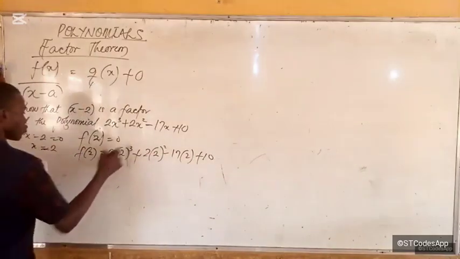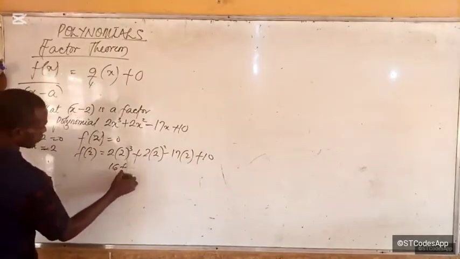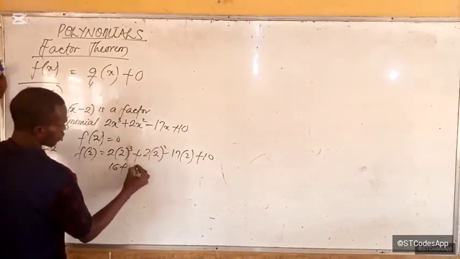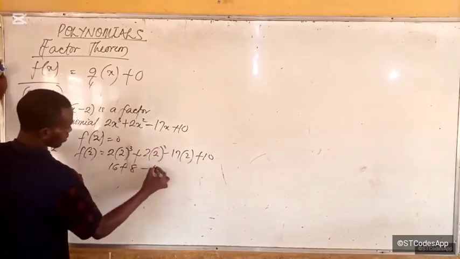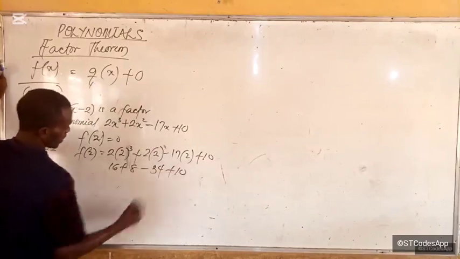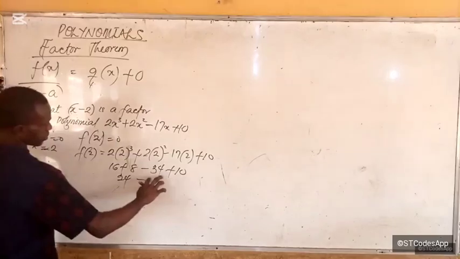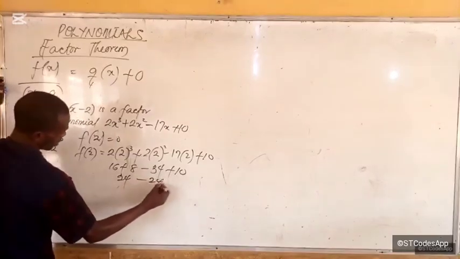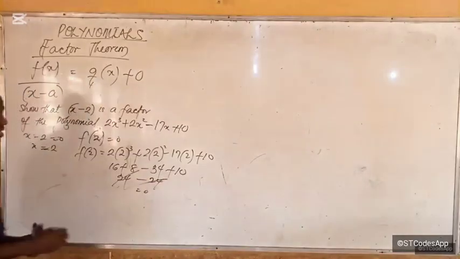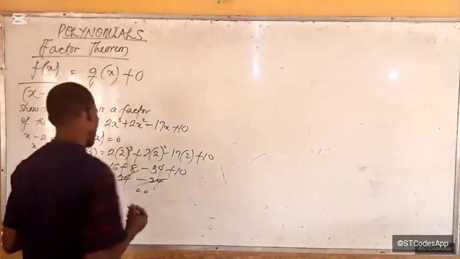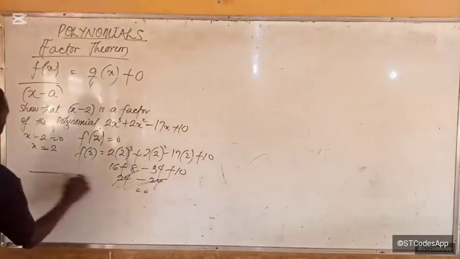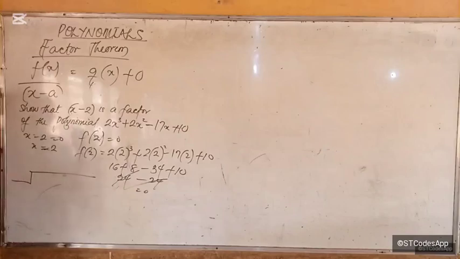So here we have 2 cubed is 8, 8 by 2 is 16, plus 2 squared is 4, by 2 is 8, minus 17 by 2 is 34, plus 10. So here we have 24 minus 24, that's 0. So you see that? Or you can easily prove it by dividing. Let's use the division principle that we learned the other time.